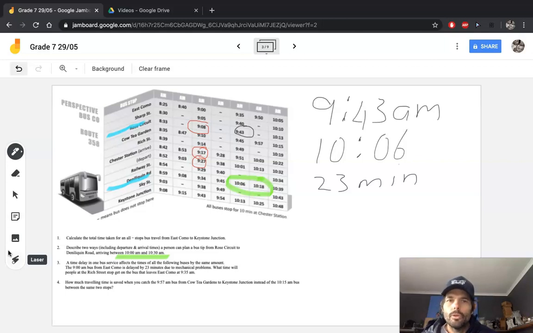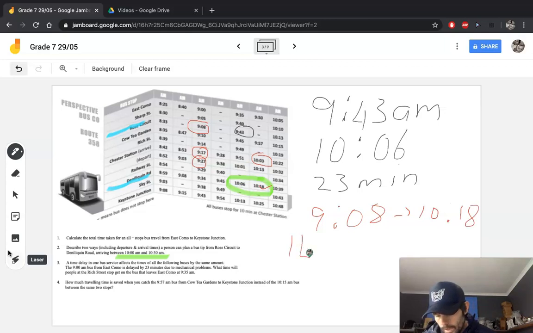Then you would need to take the 10:03 bus from Chester Station to arrive at 10:18, okay? And then you can work out from 8 minutes past 9 to 18 minutes past 10 is going to be a trip of 1 hour and 10 minutes.